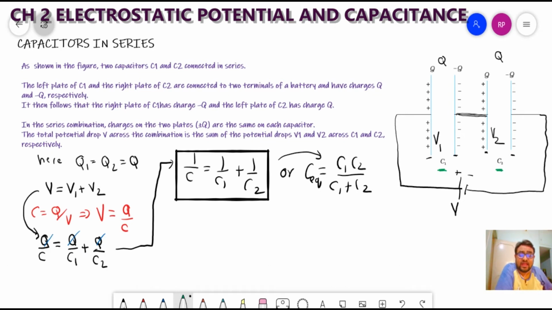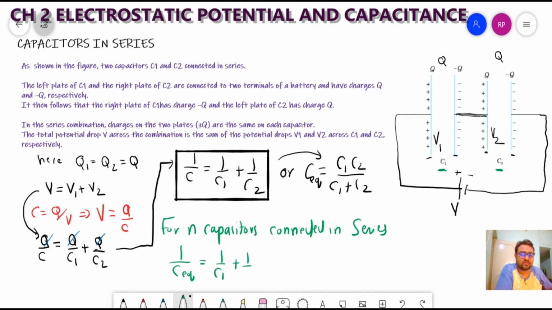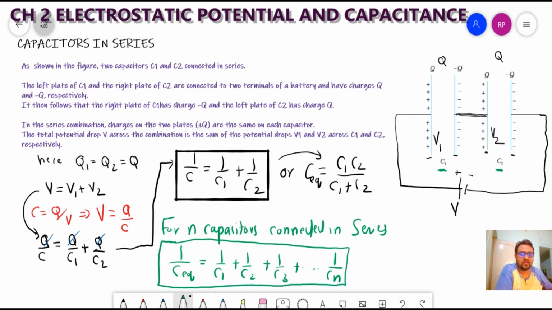So if there are n capacitors, for n capacitors having capacitance C1, C2, C3 up to Cn, connected in series, then 1 upon C equivalent will be equal to 1 by C1 plus 1 by C2, 1 by C3 up to 1 by Cn. Remember, this is for n capacitors connected in series. Here, just go through this topic.